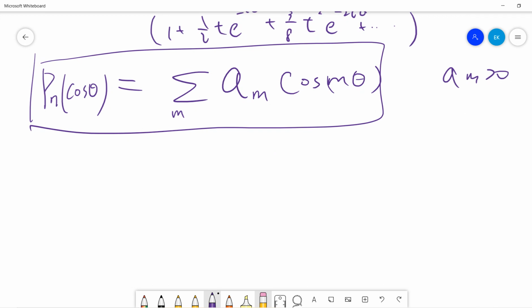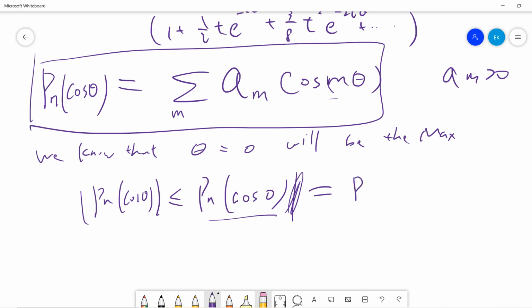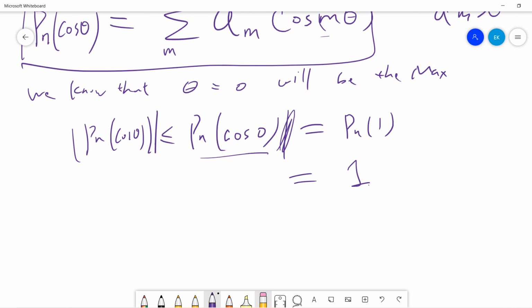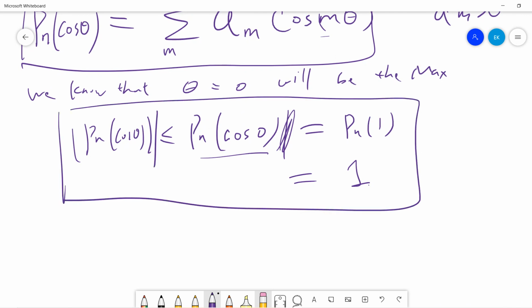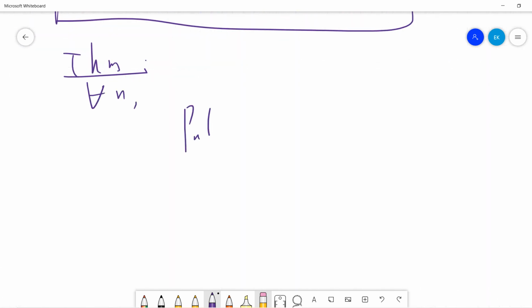Now we can give a bound. If we look at the right hand side, theta equal to 0 will be the maximum. That means P_n(cos theta) is less than P_n(cos 0), where P_n(cos 0) is just P_n(1). We already proved that P_n(1) is 1. So now we have a bound, and the theorem is that for all n, the absolute value of P_n(cos theta) is less than or equal to 1.